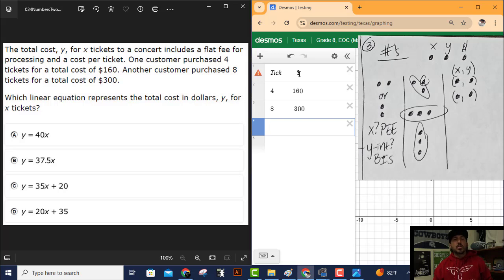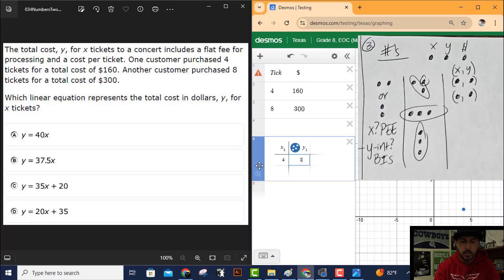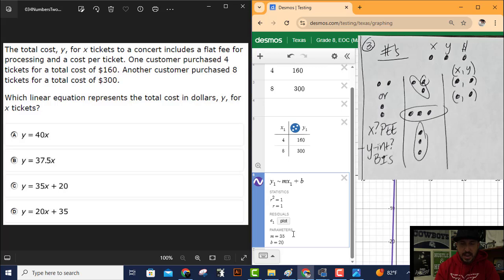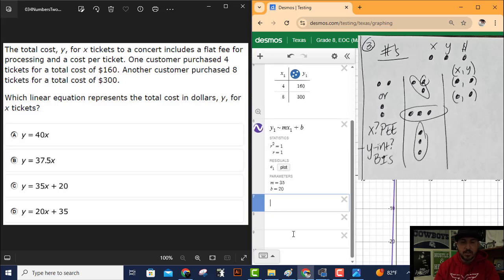All right, what do you do when you have 4 numbers? Well, I can't do the per each every, because that's not going to help me here. I can't do baseball because I have too many numbers. I can't do 3 in a row because I don't have 3 in a row. So here's what you do here. They actually gave you 2 points. So you got to put them in the table. I'm going to put the 4 with the 160. Then I'm going to put the 8 with the 300. There he is. Then I'm going to do the y1 squiggle mx1 plus b. And I have my whole equation here. Now this guy says, which linear equation represents this?